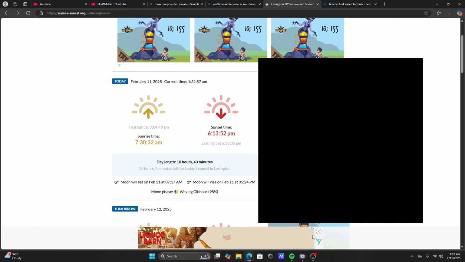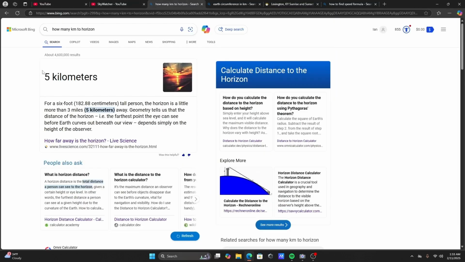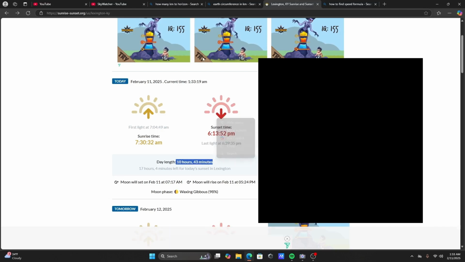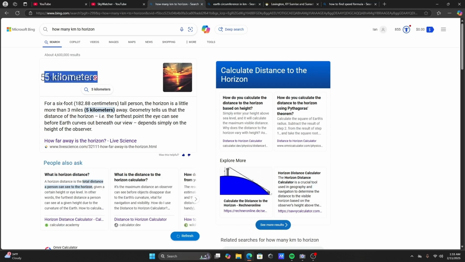So distance to the horizon is 5 kilometers. That means the distance from horizon to horizon is 10 kilometers. So 10 hours and 43 minutes to go 10 kilometers, okay? That's our math equation. 10 hours and 43 minutes to travel 10 kilometers, okay?